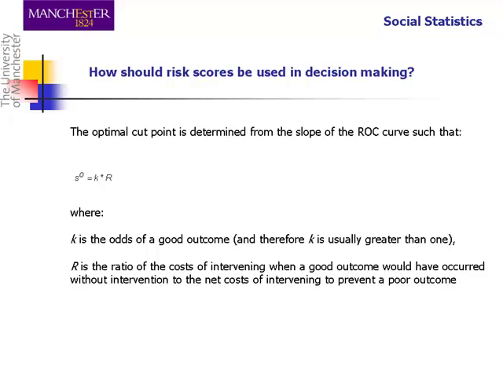So the net cost of intervening to prevent a poor outcome. In other words, how much does it actually cost to intervene? How much does it cost to set up short stop? How much does it cost to reallocate interviewers in a longitudinal study? So that's how we determine the optimum point on the receiver operating characteristics.